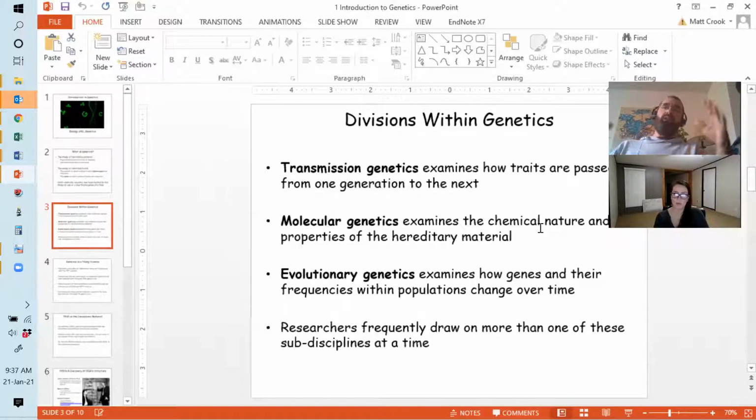And then we've got the big long-term picture genetics, which is evolutionary genetics. And the key factor there is time. It's the main differentiator between evolutionary genetics and everything else: people that study it really care about time. How does this particular trait or allele and its frequency change in a population over time?